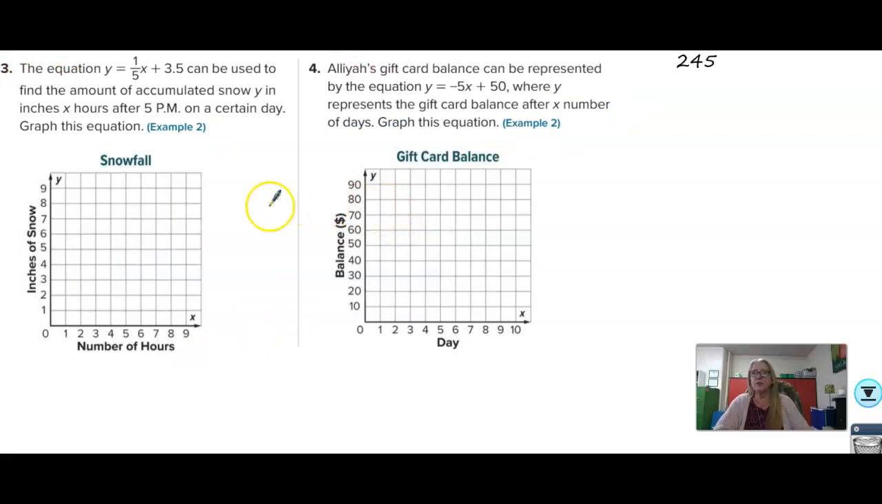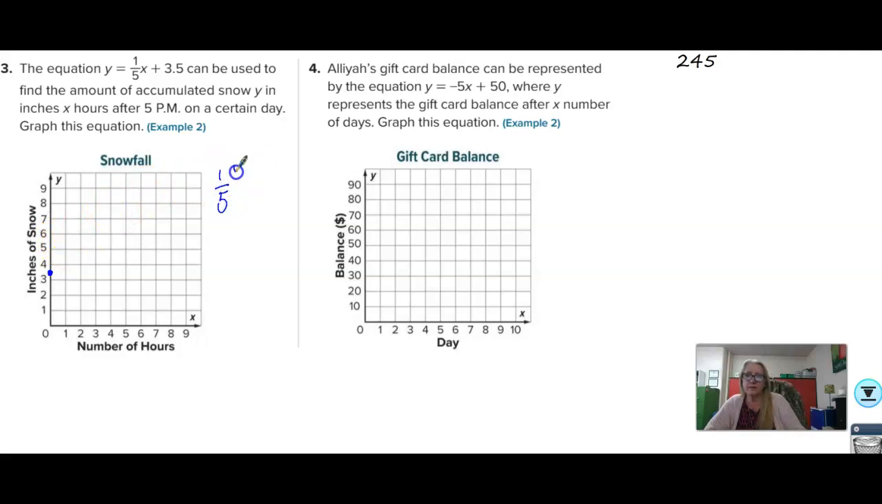On the same page, number 3, the equation y equals 1/5 x plus 3.5 can be used to find the amount of accumulated snow y in inches x hours after 5 p.m. on a certain day. Graph the equation. All right, the y-intercept is 3.5. That's going to make it tricky to graph. 3.5 is halfway in between 3 and 4, so that's our starting point. That's our y-intercept.